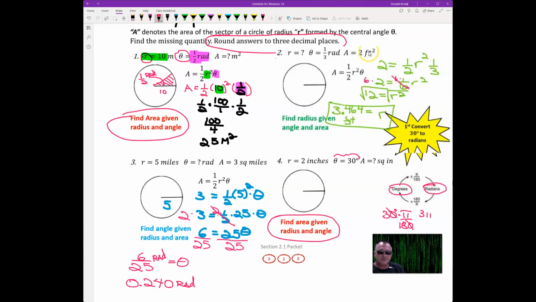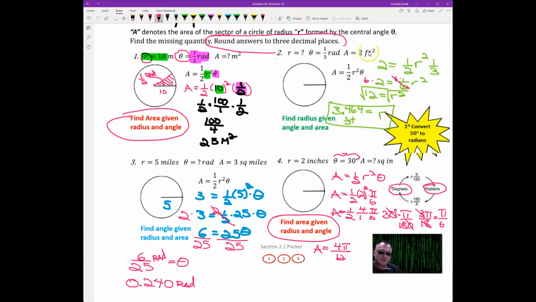I get 3 pi over 18, and then I can divide both by 3 and get 1 pi over 6. So this right here is pi over 6. So we're going to substitute that in to our area formula. Do my exponent first. 2 squared, 4. Turn that into a pi straight across the top and straight across the bottom. So the numerator of here is going to be 1 times 4 times pi, and the denominator is going to be 2 times 1 times 6, 12.